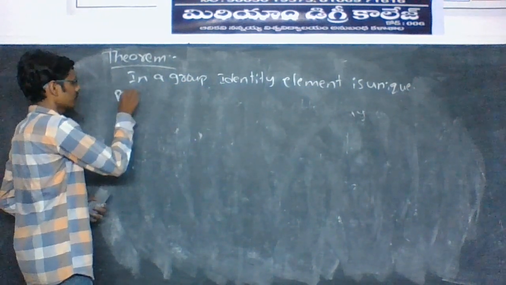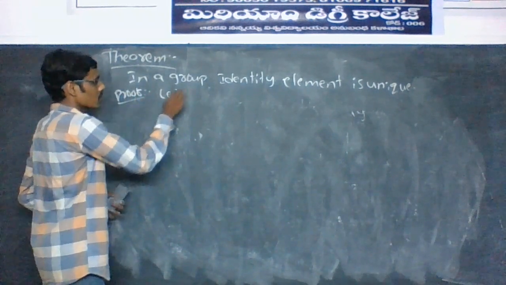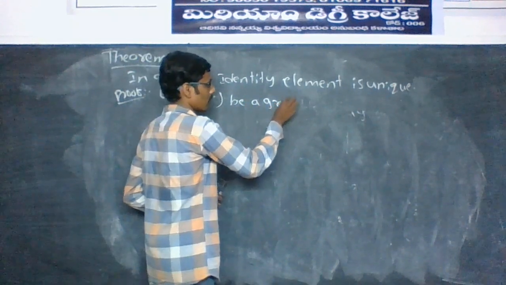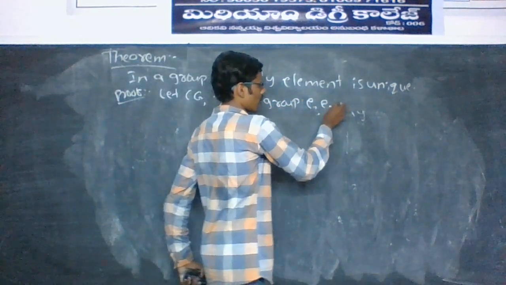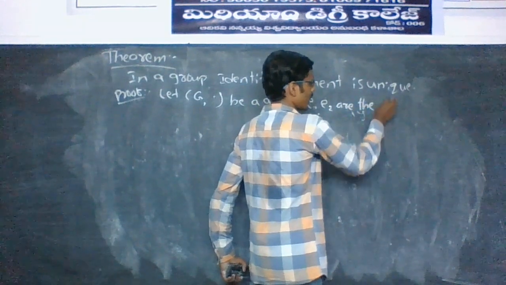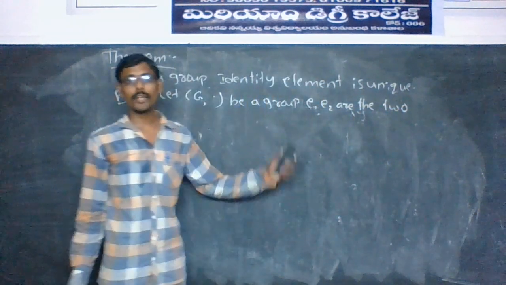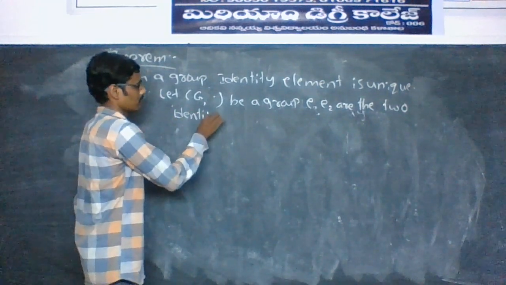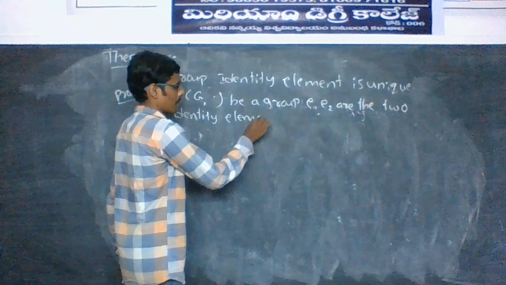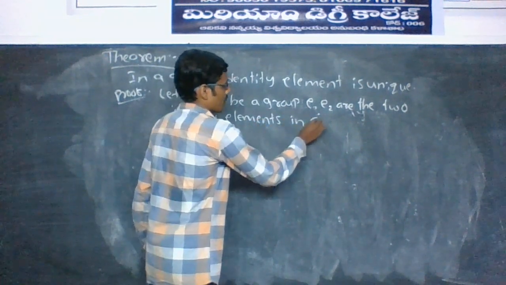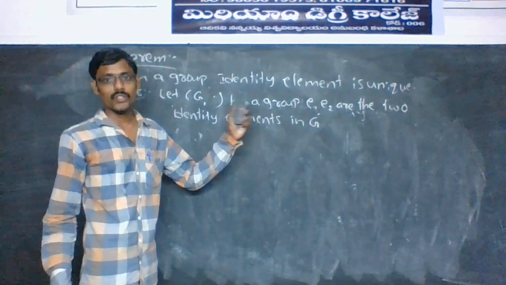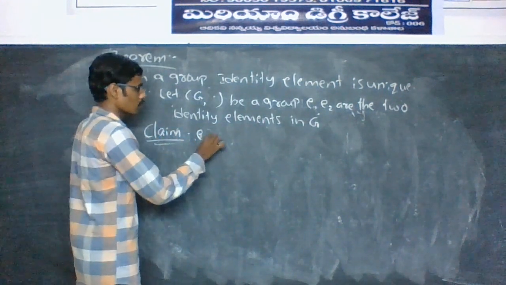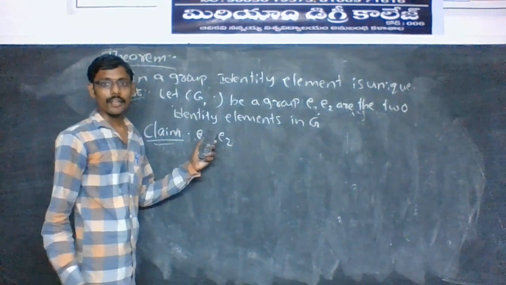Proof. Let G, dot be a group. e1, e2 are two identity elements in G. Claim: e1 is equal to e2.